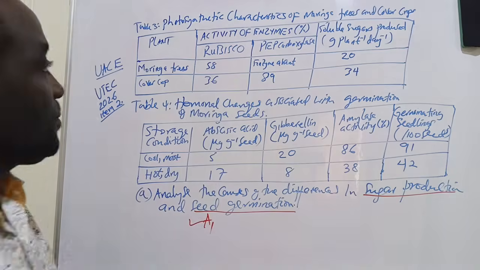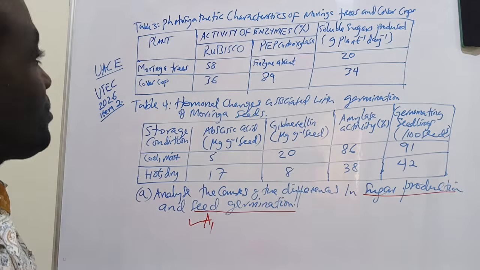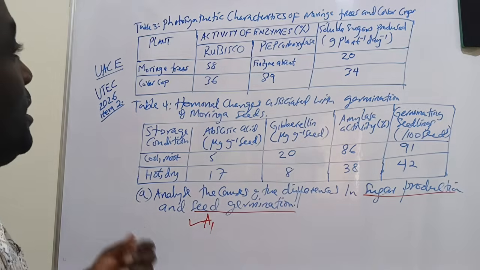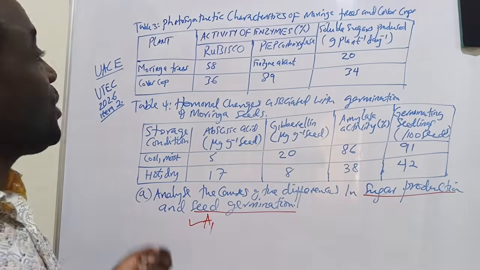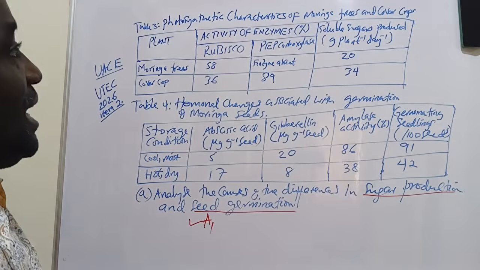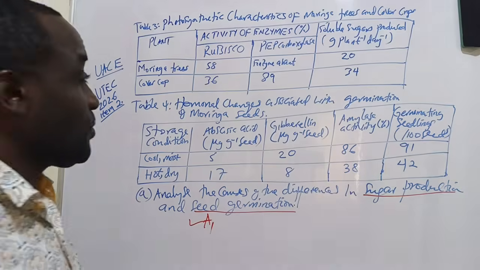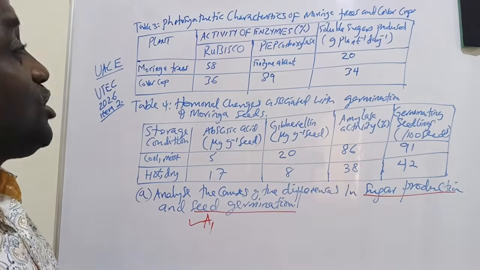For example, you say, first quote the difference. So the difference is moringa trees are less photosynthetic. Moringa trees produce less sugars.